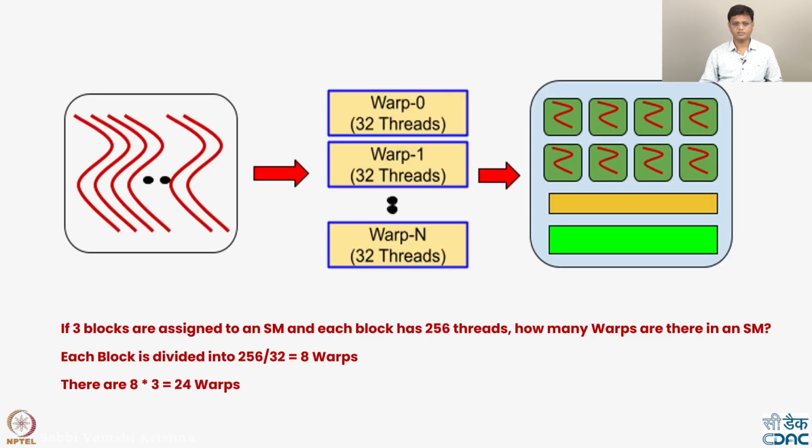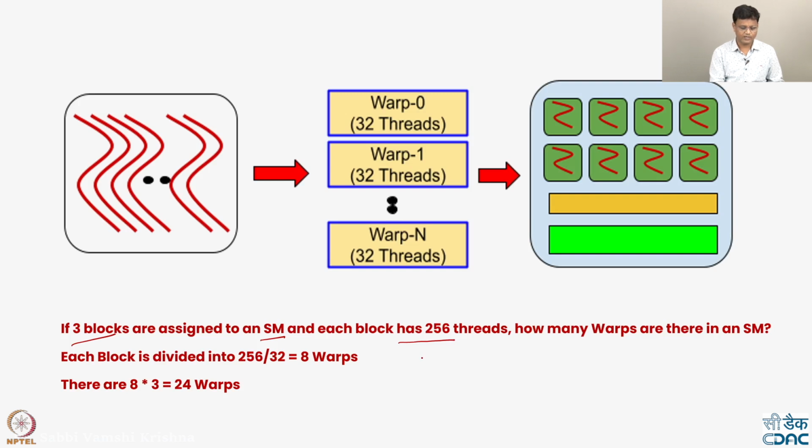So, let us discuss how to calculate the number of warps. Here you have launched 3 blocks to an SM, and each block has 256 threads. The number of blocks and the number of threads in each block is flexible; the user can define it.